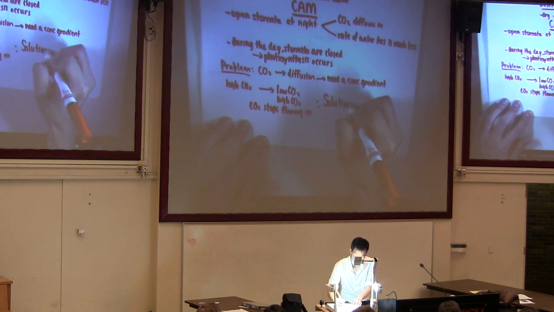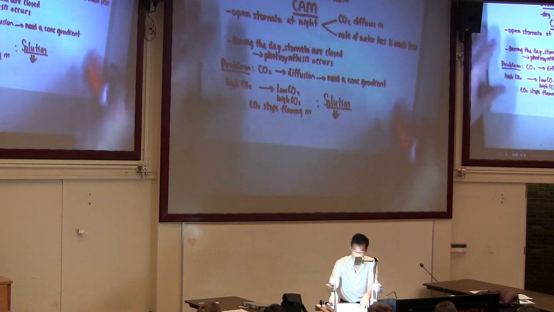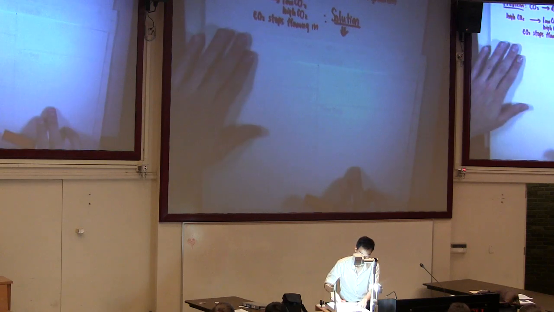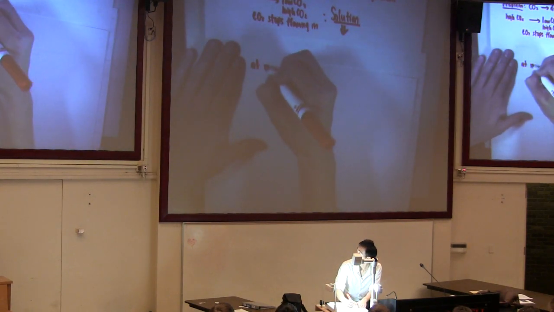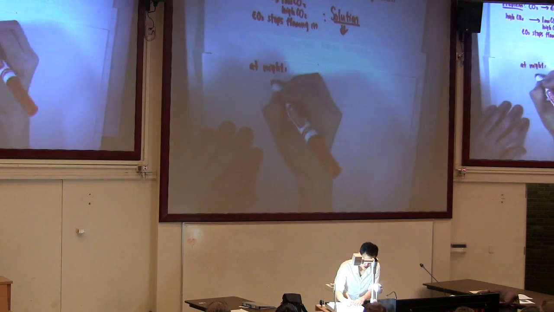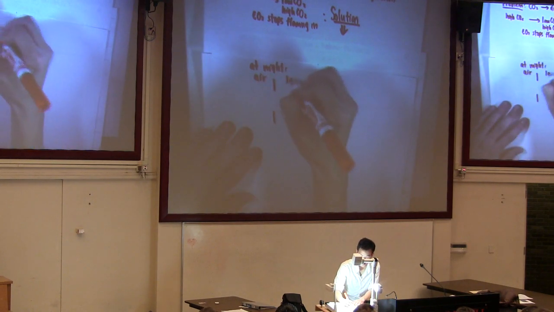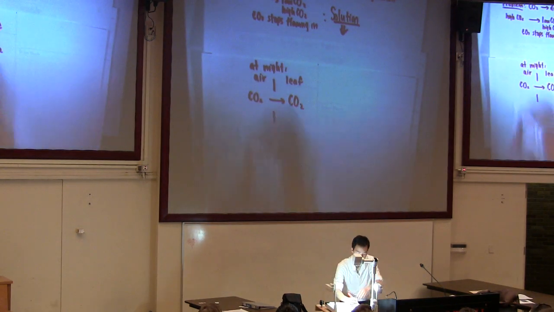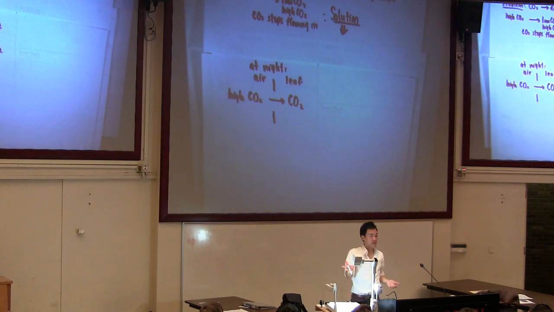A solution is, here's the solution. So, at night, CO2, here's the air, here's the leaf, CO2 flows in, right? And eventually, the concentration of CO2 in the leaf will rise, right? And again, you want to keep CO2 in the leaf low so you maintain that concentration gradient. How can you remove CO2 at night? How do you remove CO2 at night?